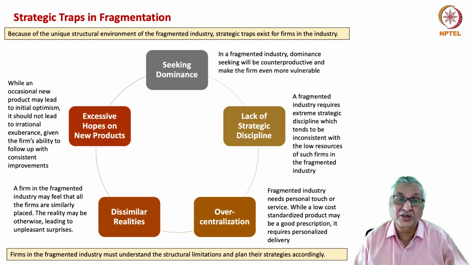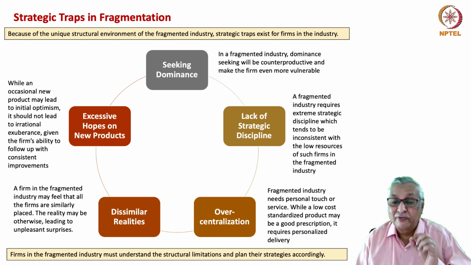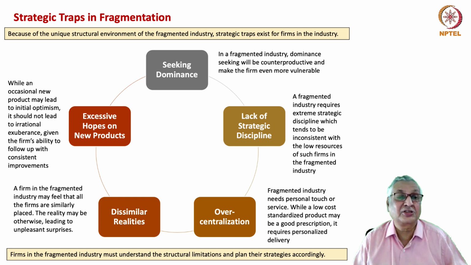Then over centralization. We talked about lower decentralization and better understanding at a central level, usually owner manager level, to manage the fragmented company better. However, we also need personal touch or service. You should not run your firm in such a manner that nobody other than you as the owner manager matters. In a restaurant industry, every waiter is important, every chef is important. Therefore, you got to ensure that relationships are built at every level in a small company. While a low cost standardized product may be a good prescription, it requires personalized delivery. Your delivery agents must be able to be quite different from the delivery agents of, let's say, an Amazon. You should be able to have personal rapport and relationship with the household that orders your products.